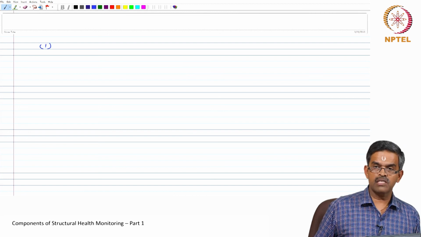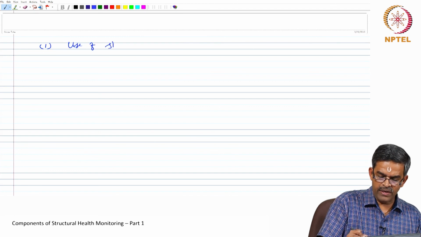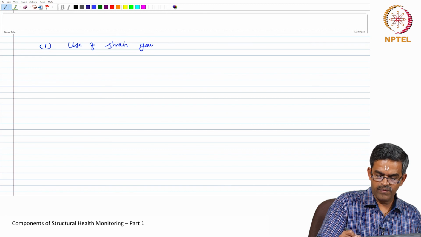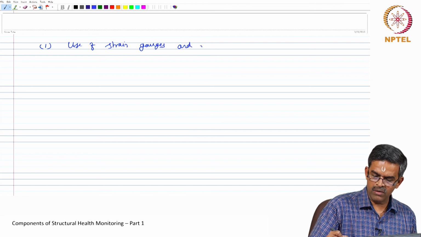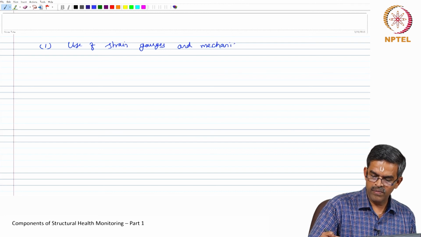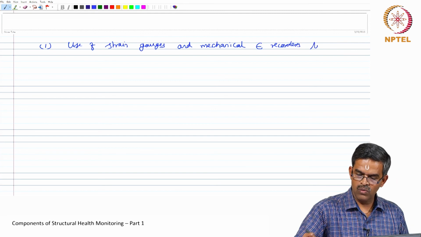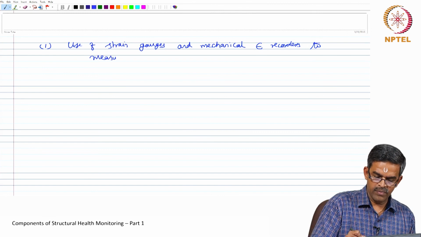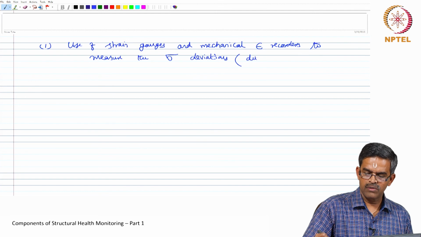So, what are the various tools by which this can be achieved? One of the methods by which this is achieved is use of strain gauges and mechanical strain recorders to measure the stress deviations, particularly during the landing cycles.